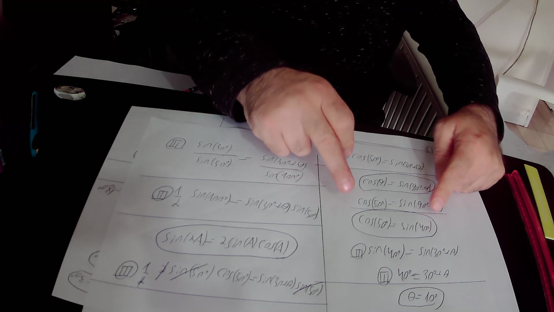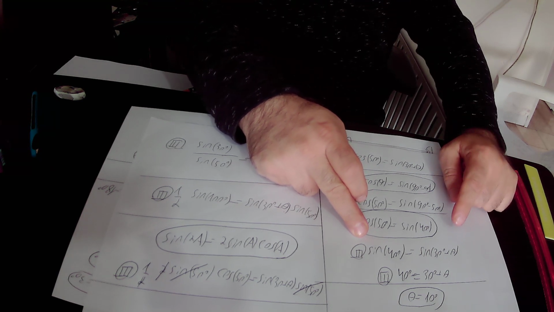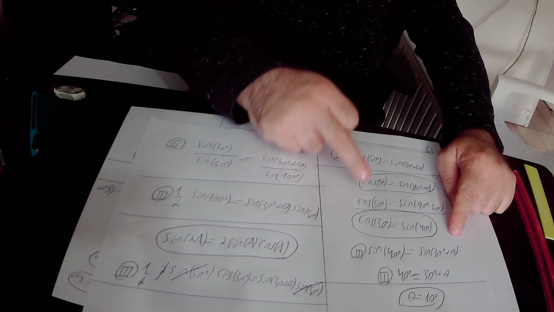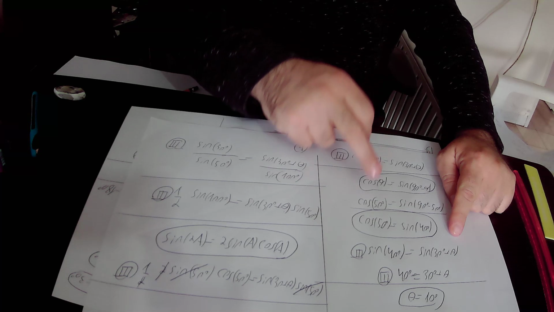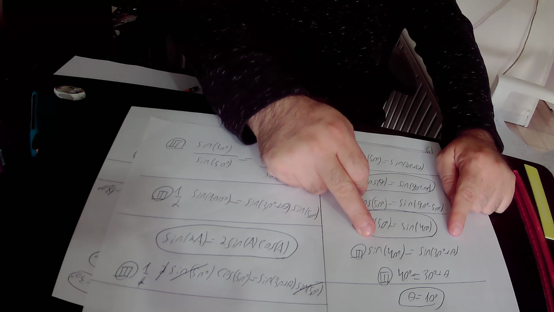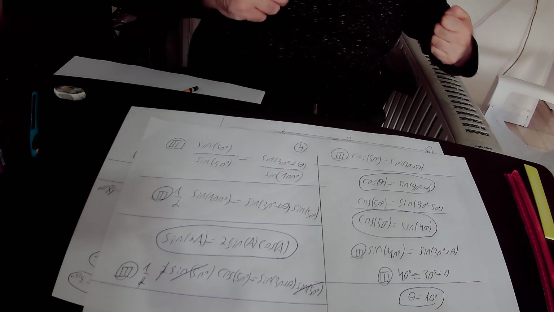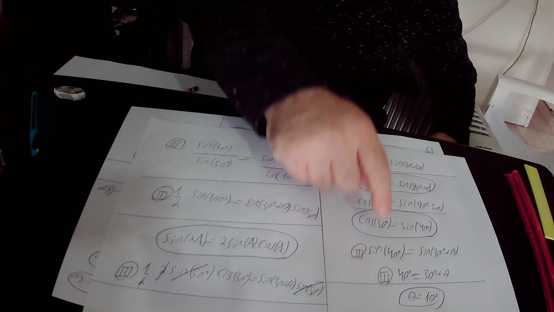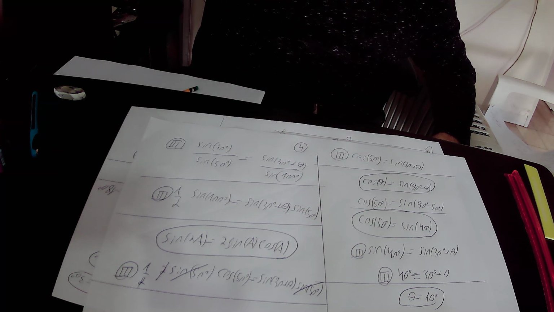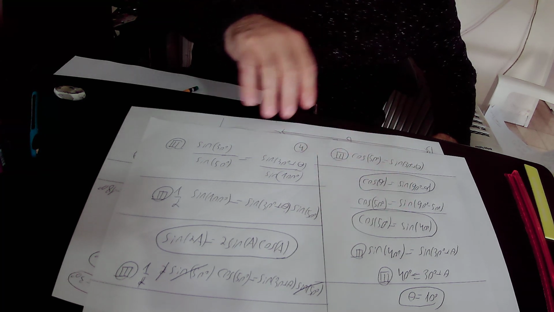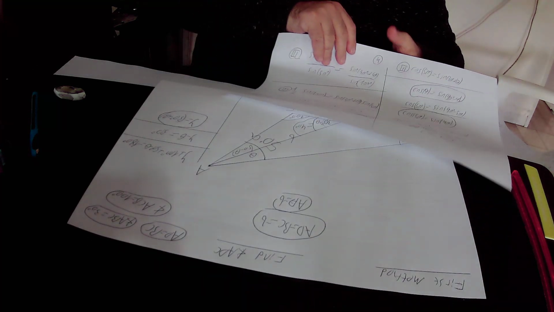So we did it and we got that sine 40 degrees, according to equation number 3, equals sine 30 degrees plus theta. If sine 40 degrees equals sine 30 degrees plus theta, it means that 40 degrees equals 30 degrees plus theta. We subtracted 30 degrees from this equation, and we got that angle theta equals 10 degrees.